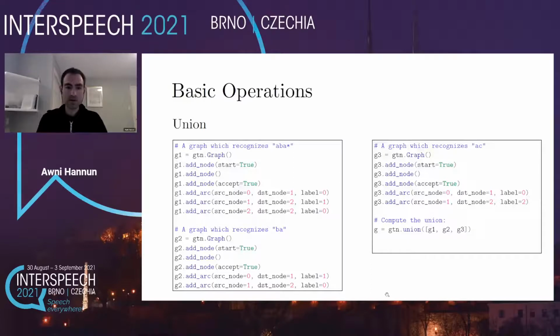In code, you can construct each of your 3 input graphs, or any number of input graphs. Then when you go to compute the union, you use the operation gtn.union, which takes as input a list of graphs and returns the union. This list can have one or more graphs. The union of a single graph is just the graph itself.